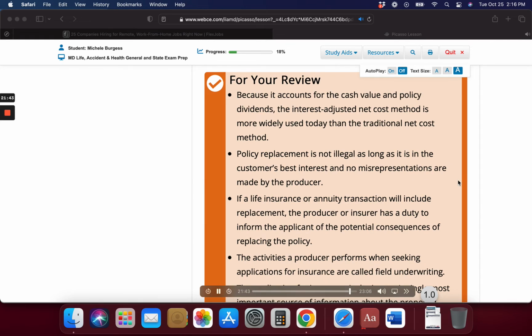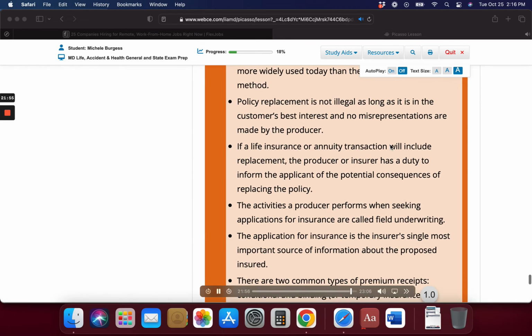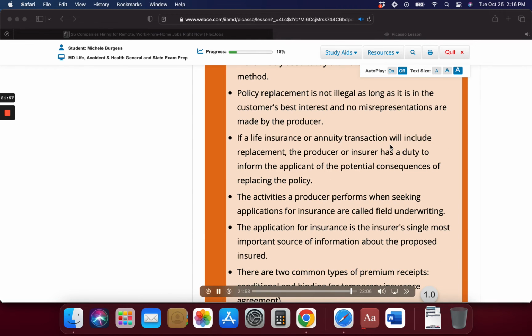For your review. Because it accounts for the cash value and policy dividends, the interest-adjusted net cost method is more widely used today than the traditional net cost method. Policy replacement is not illegal as long as it is in the customer's best interest and no misrepresentations are made by the producer. If a life insurance or annuity transaction will include replacement, the producer or insurer has a duty to inform the applicant of the potential consequences of replacing the policy.